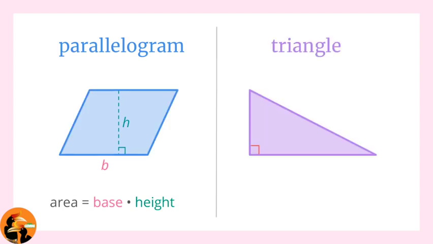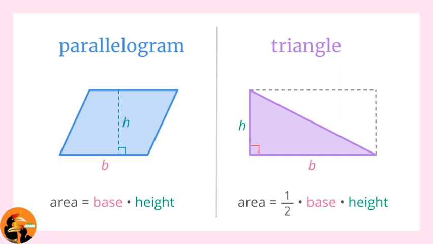Then we have triangles. Notice that some triangles look like half of a rectangle. That's why we can find the area of a triangle by multiplying 1/2 by the base and the height. Now let's try some examples.